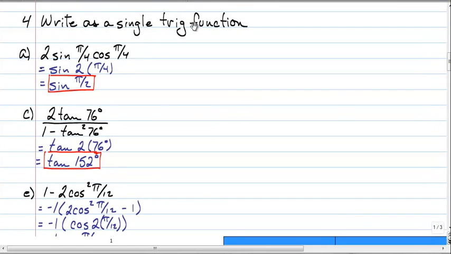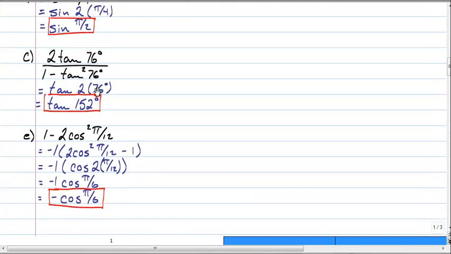In question 4, it says write as a single trig function. So we've got 2 sine of pi over 4 times a cosine of pi over 4. That becomes the sine of 2 times pi over 4, or the sine of pi over 2. That's all they're looking for here. They're not asking you to calculate what the value of that is.